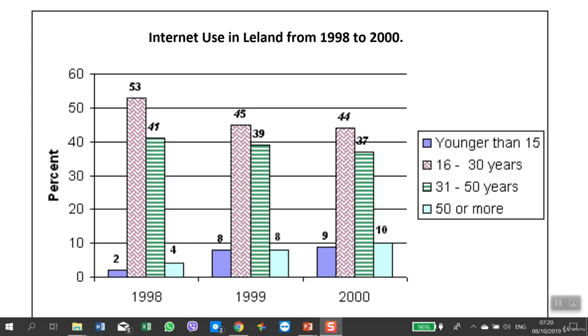So we begin. We need a linking word, again from our useful language page. Internet use in the 31 to 50-year-olds stood at 41% at the beginning of the period and fell minimally to 37% by 2000. So now we've finished talking about the 2 middle age groups which had the highest internet use. We have to talk about the youngest and the oldest age group. So we begin. We need a linking word.